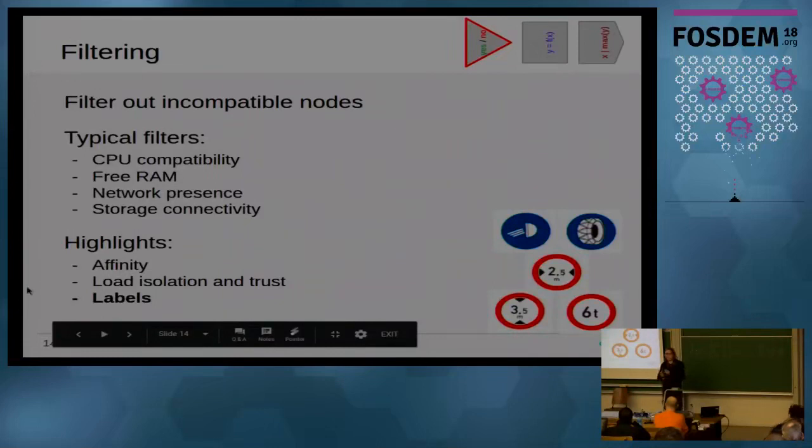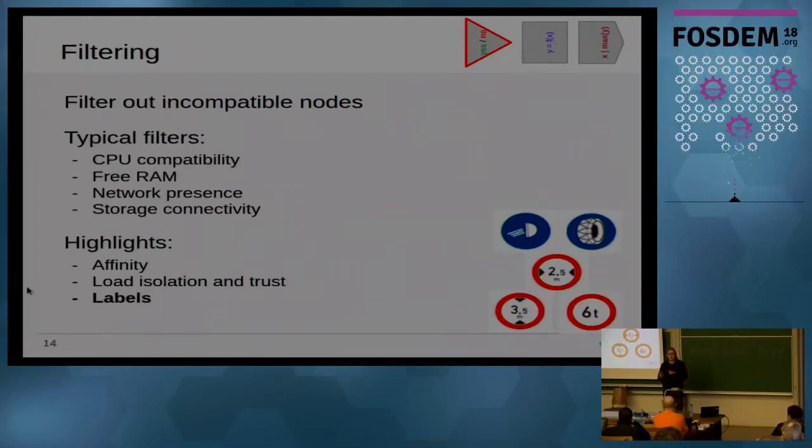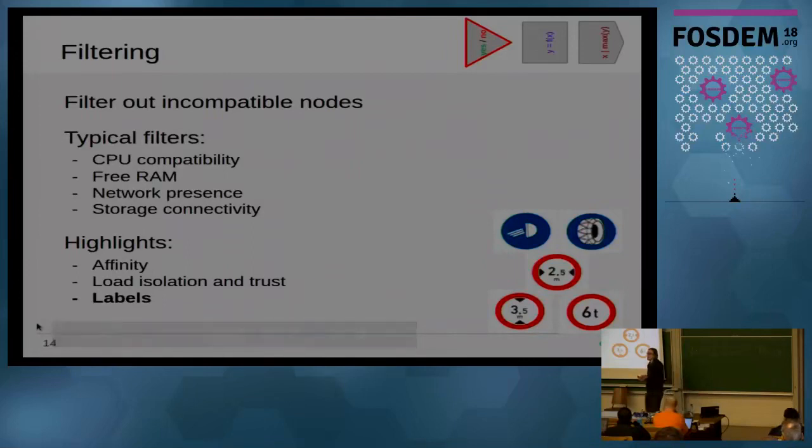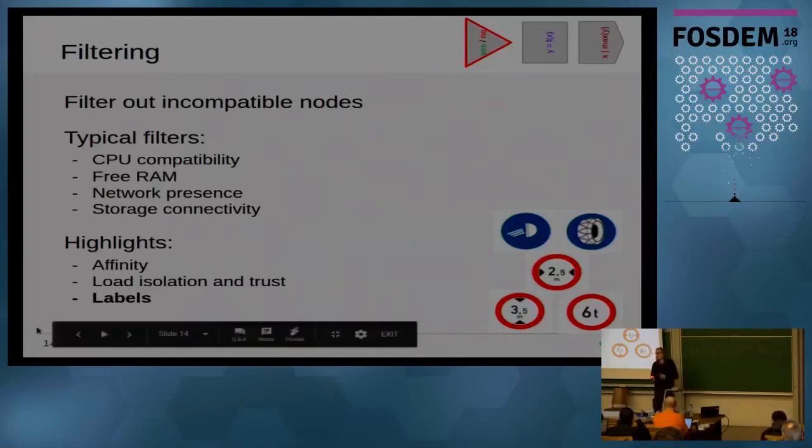So what are you usually checking? You have CPU compatibility. You have free RAM. Those are pretty obvious checks. The VM wouldn't even start. You have network presence or storage. What good is starting a VM if you can't connect to its disk, right? You wouldn't be able to do anything. But there are some others that are not that obvious. All 3 projects support them. Again, with some small differences, but the features are pretty common.